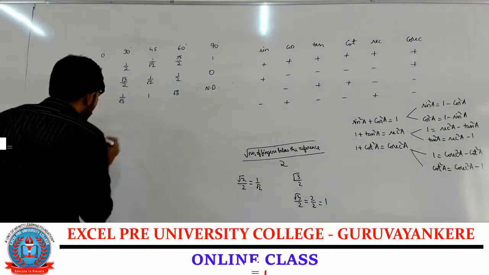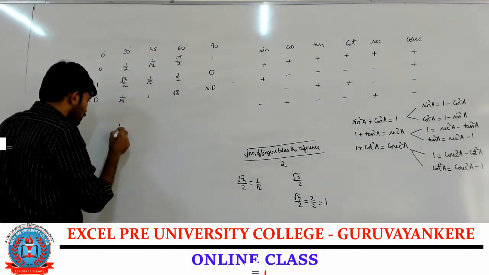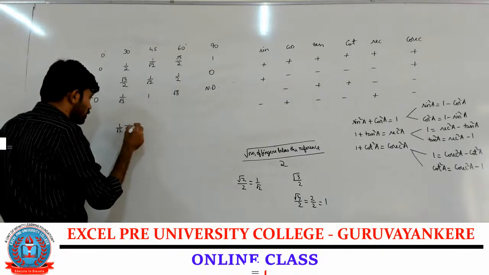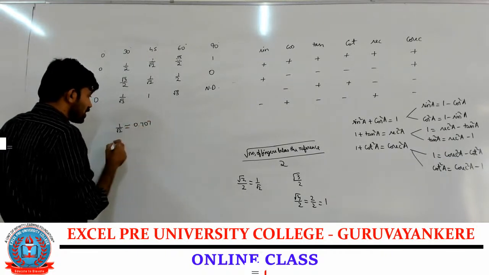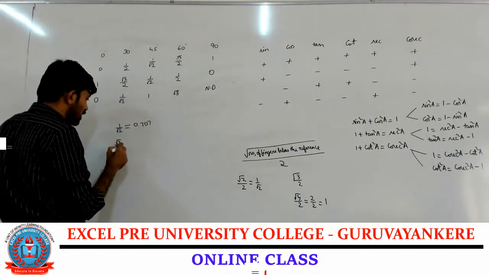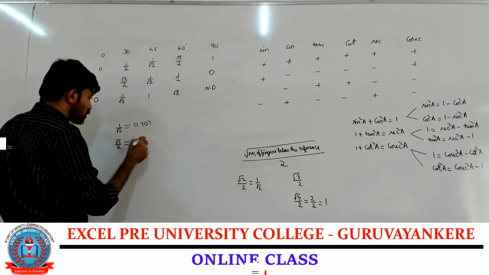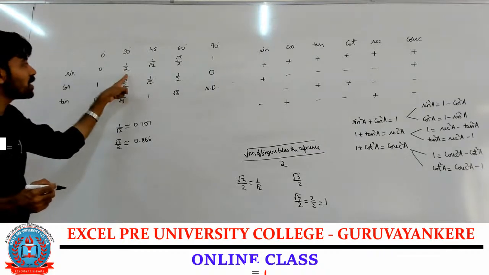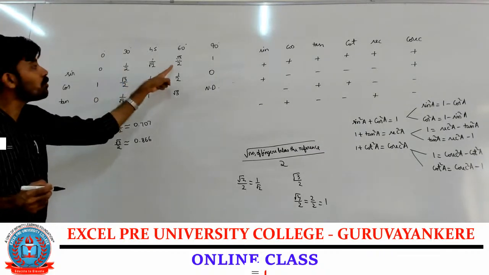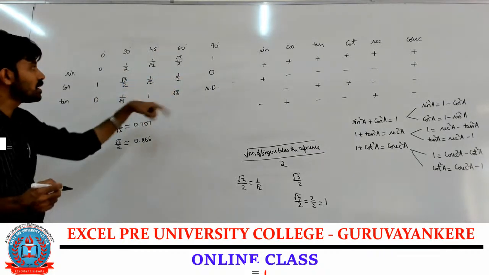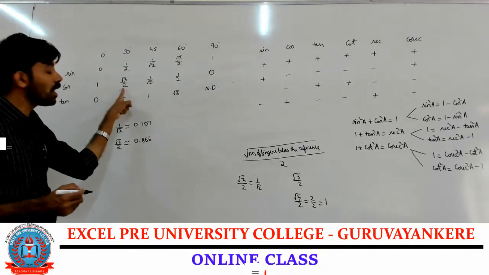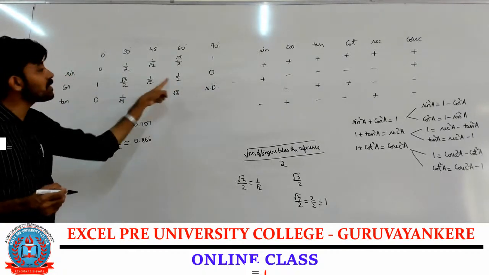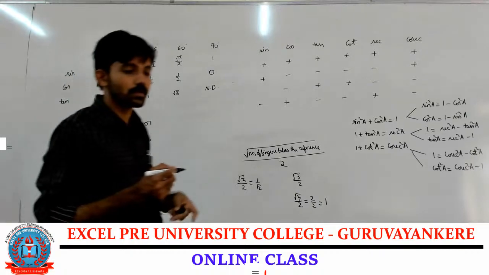The value of 1 by root 2 is approximately equal to 0.707. The value of root 3 by 2 is approximately equal to 0.866. 0, 0.5, 0.707, 0.866, 1. And this is 1, 0.866, 0.707, 0.5, 0.